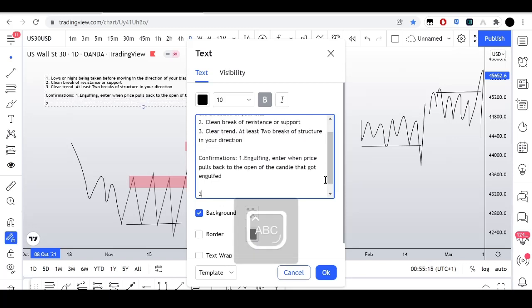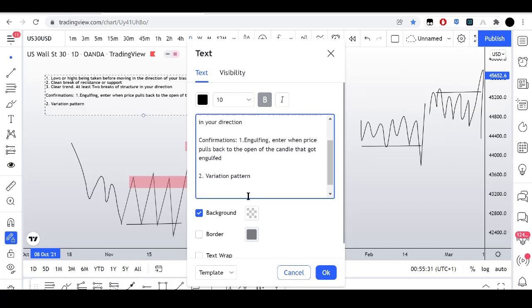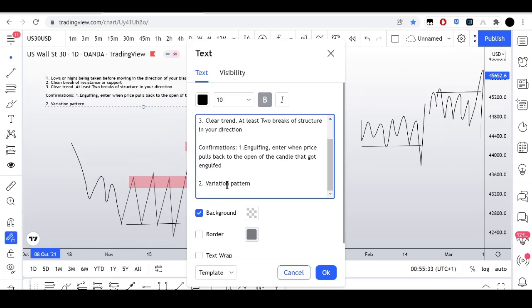Second, variation pattern. You want to do the same thing, variation pattern, same thing. Enter when price pulls back to the open of the candle, the first candle. And three, wick rejections, at least 2 to 3. So that's what you're looking for with this strategy.